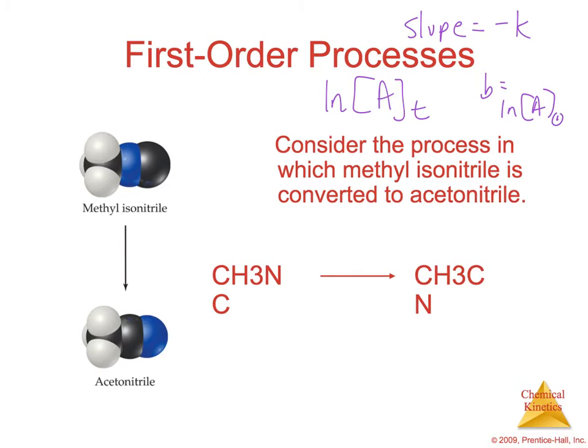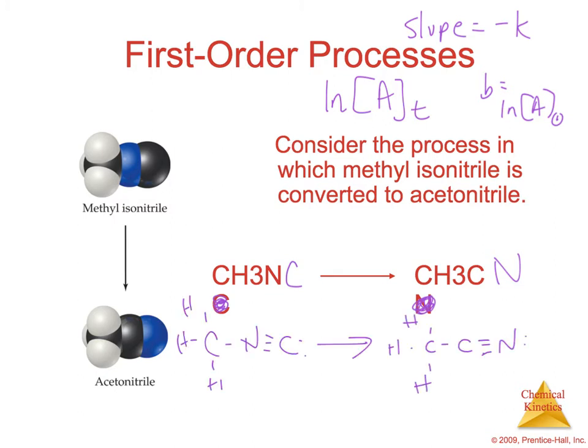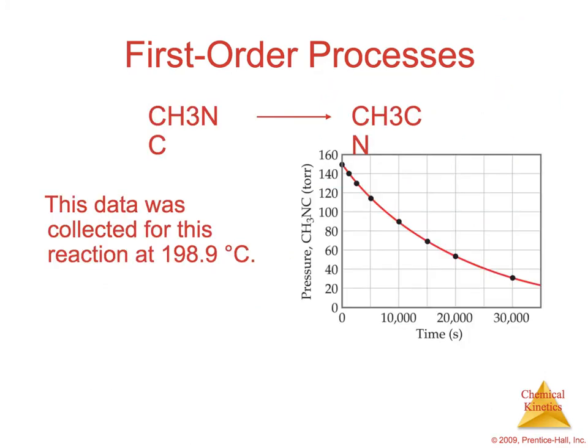Okay, so now to practice this, we're going to think of a reaction where methyl isonitrile, CH3NC, is converted or decomposes and becomes acetonitrile, CH3CN. The C and the N, these bonds are broken and they flip. We actually saw this reaction before in the previous class, where these bonds are being broken and switching.